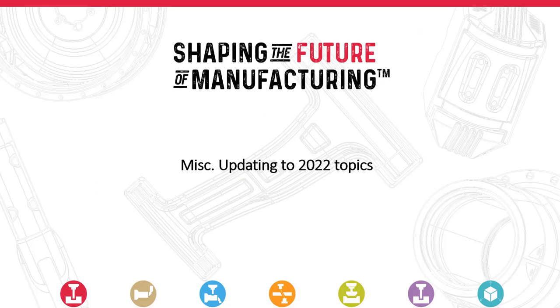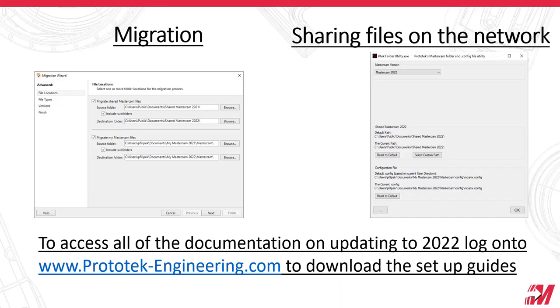The first thing that we're going to talk about is just miscellaneous updating to 2022 topics. We have a migration wizard inside of Mastercam, and we also will talk about sharing files on the network. So our migration wizard, anytime you're coming from an older version of Mastercam to the new version of Mastercam, we want to make sure that we're getting your files migrated, and that's migrating your post and your machine, control, and tool libraries, so everything works correctly in the next version. We'll go over a couple examples of this on our next slide here.